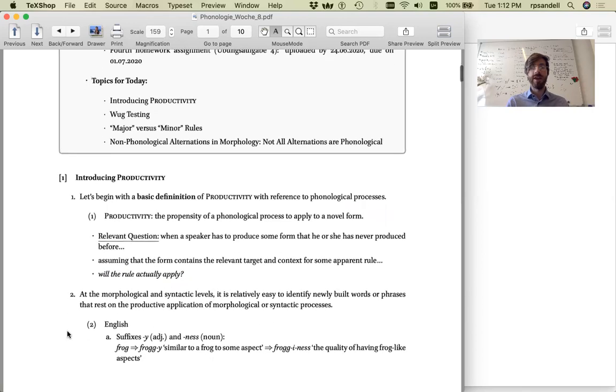So for instance, in English, there's a suffix spelled with the letter Y, pronounced E, which is used for deriving adjectives from nouns. So for instance, from the noun frog, we can derive the adjective froggy, meaning that something has some characteristics of being like a frog. And from adjectives, we can derive abstract nouns using the suffix ness. So from the adjective froggy, we can derive the noun froggyness, meaning something like the quality of having frog-like aspects.